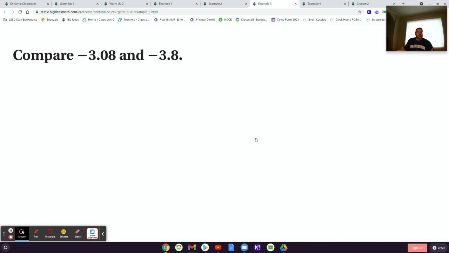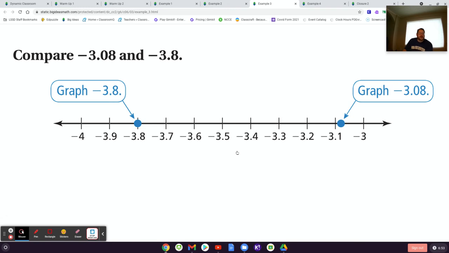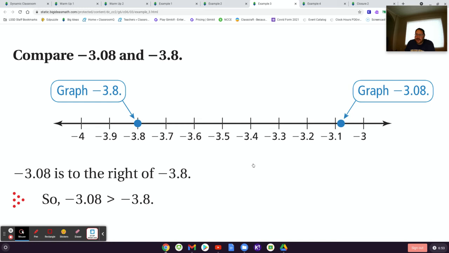Okay, so try these ones. Compare negative 3.08 and negative 3.8. Hopefully you remember that negative 3.8 is like negative 3.80. So this is like 3 and 8 hundredths. This is 3 and 80 hundredths, but they're both negatives. So when you're graphing them, it's getting further from 0 as you go to the left. So negative 3.08 is like here. Negative 3.80 is like here. Therefore, negative 3.08 is bigger than negative 3.8 because it's to the right on the number line.